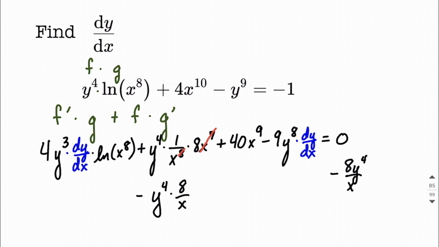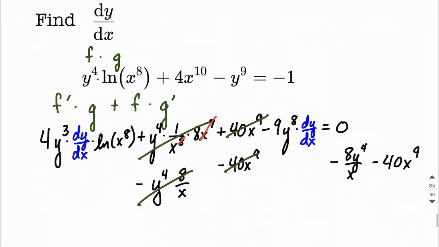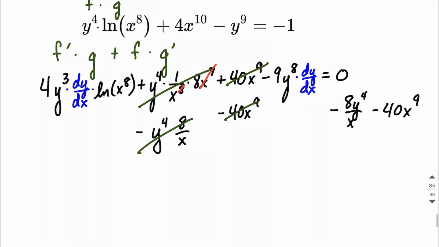All right, the next term I'm going to focus on, this one doesn't have a dy dx with it. So I want to move it to the other side as well. We're going to subtract 40x to the ninth power over to the other side. All right, in doing so, these will cancel and these will cancel, so they won't be on that side anymore. Let's take a look at what remains on that side.